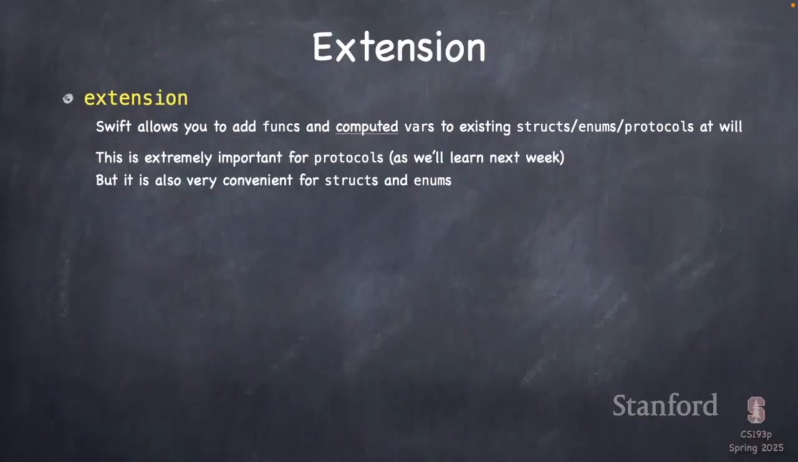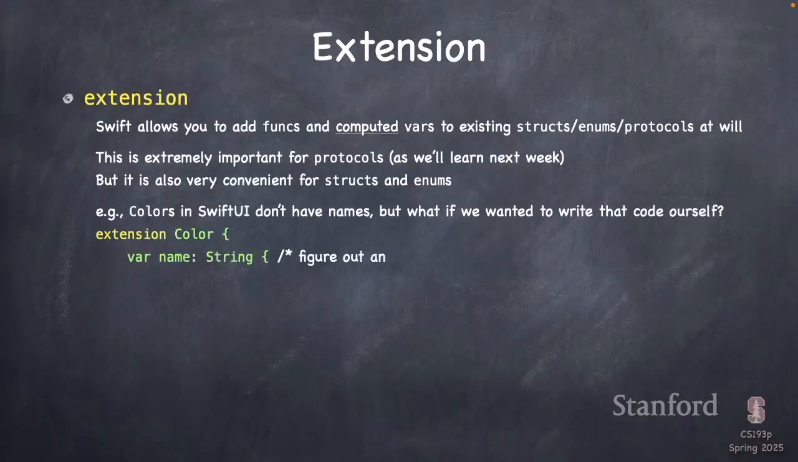For example, in assignment 2, one of the challenge modes is for you to convert colors from a string to a Color. And you might want to add an extension to the Color struct, which gives the name of a color. I'm going to talk about that in the next slide. But you can do this. You're allowed to do this. Add a computed var. It has to be computed. You can only add computed vars. You can't add stored vars to things with extension, but that's how you would do it right there.